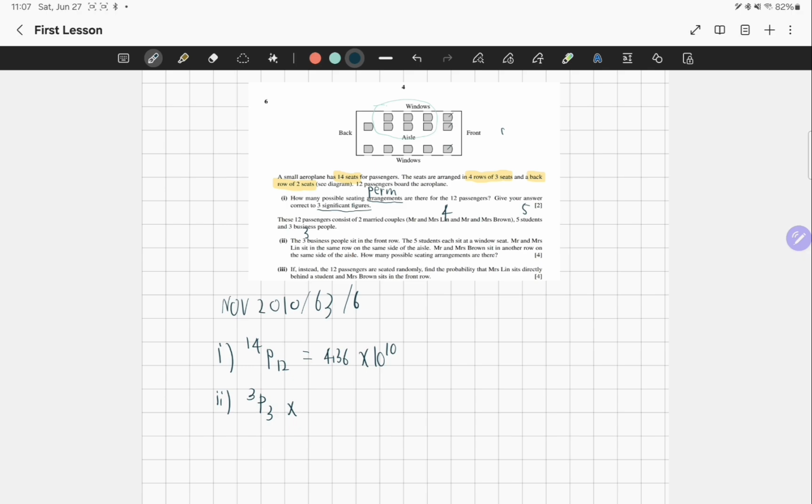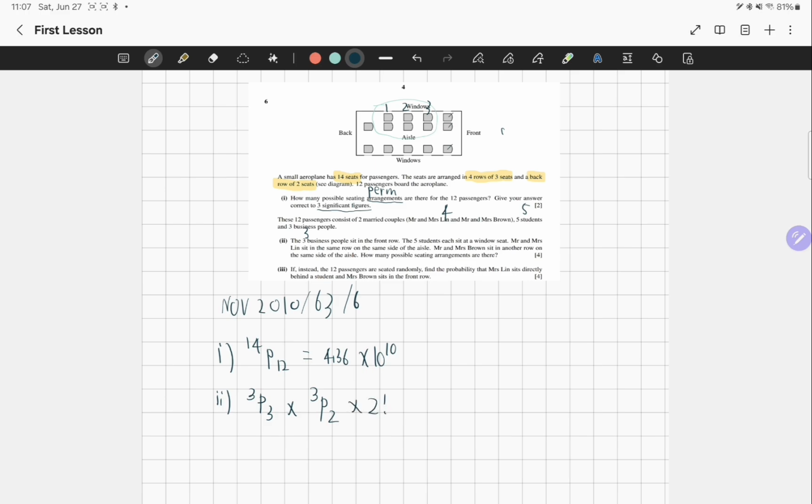Okay, so Mr. and Mrs. Lin sit in the same row on the same side of the aisle. Mr. and Mrs. Brown sit in another row on the same side of the aisle. So this just means they sit here and they must be together. So we must arrange the two married couples. There are one, two, three choices here. So it's three, and there are two married couples, so 3P2. But you have to also times it with 2 factorial.